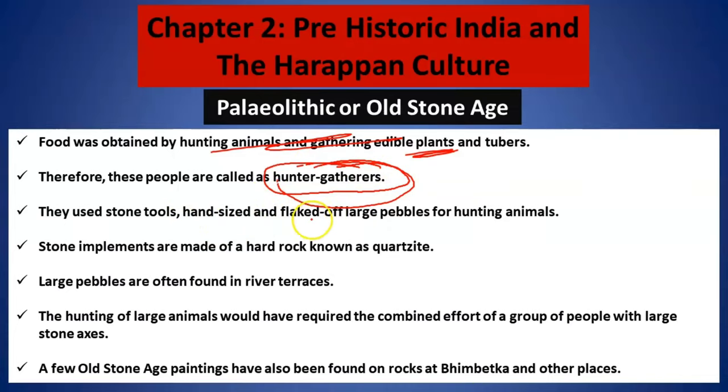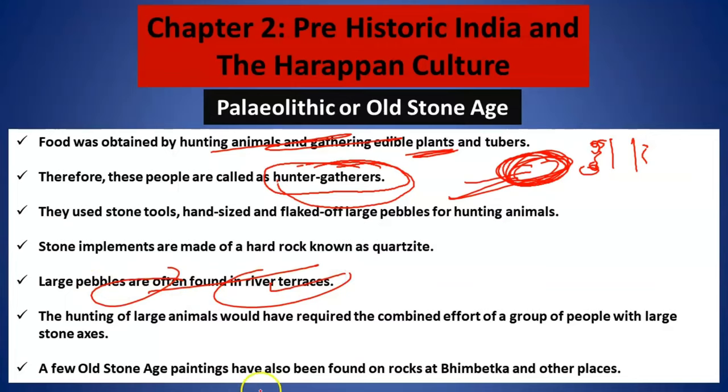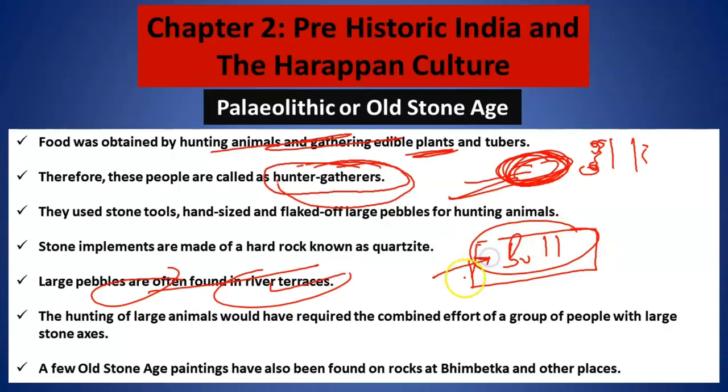All right. And what tools did they use? Hand sized stones and pebbles, they used to get near the water sources, near the river. We will get these stones. They used to gather them and make their hunting tools from them. As I have already told, large pebbles they used to get near the river surface. Now, if they had to hunt a large animal such as a big bull, it is very difficult for one person to hunt that. So multiple people used to work together and do the hunting.